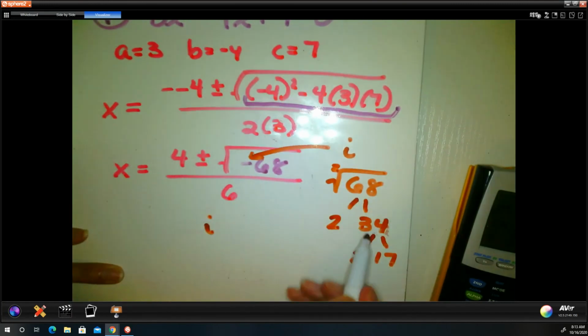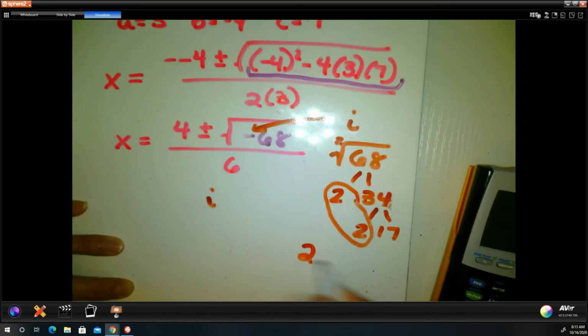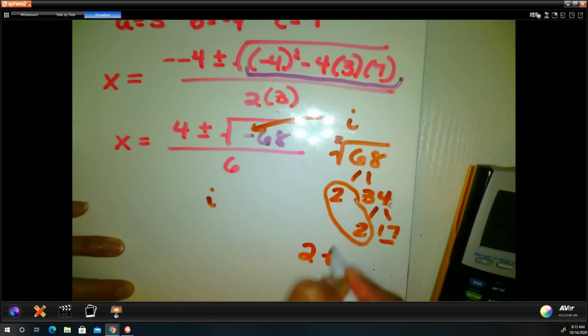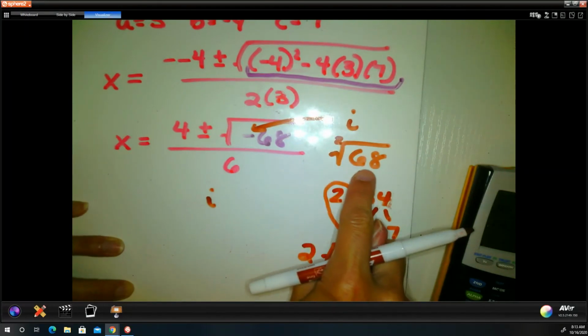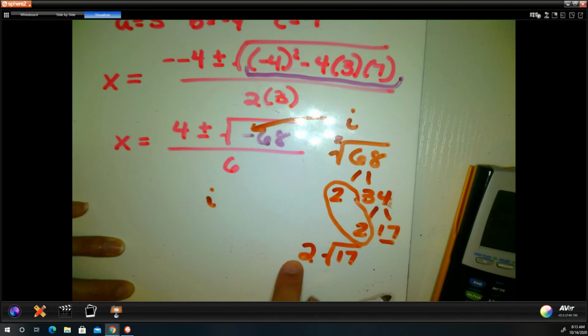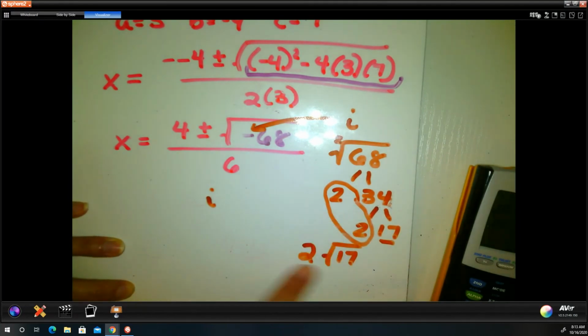Square root means I'm looking for a pair. So I have a pair of 2's. When they come out, they come out as 1. This 17 didn't have a pair, so it's left in there. So if I was breaking down the square root of 68, I would get 2 square root 17, because this comes out as 2, and then that 17 didn't have a pair.